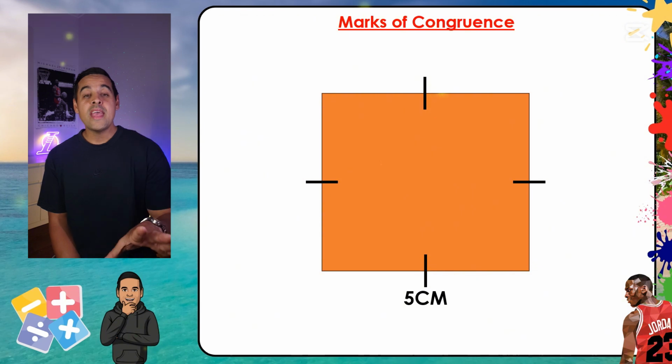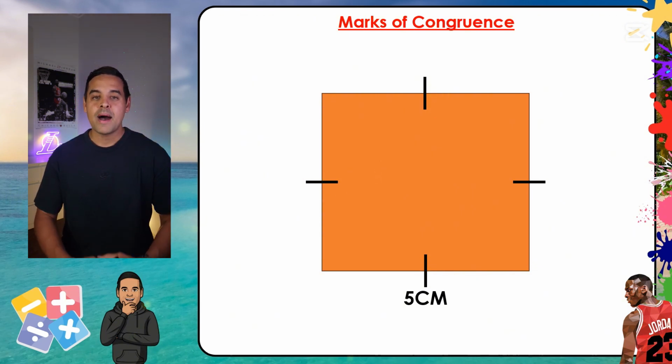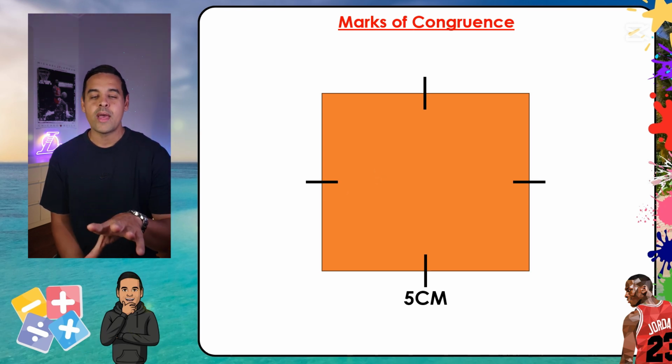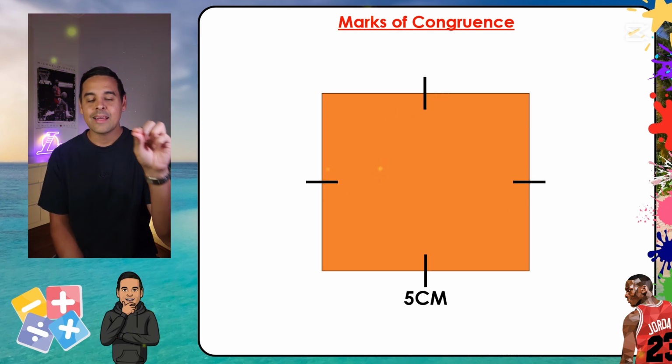Now, we have something we need to talk about here. It's called marks of congruence. So as you can see here, we have an orange square with little black lines.